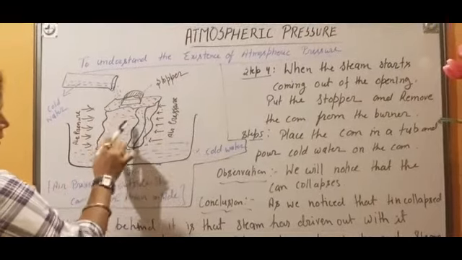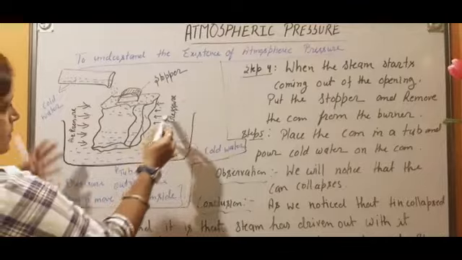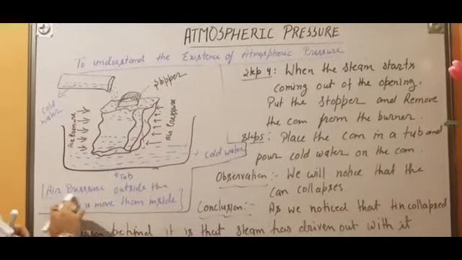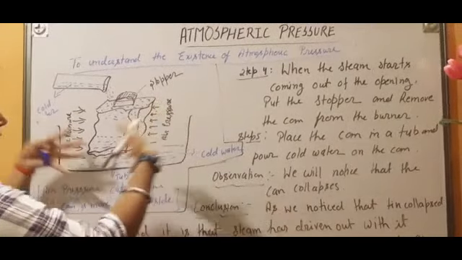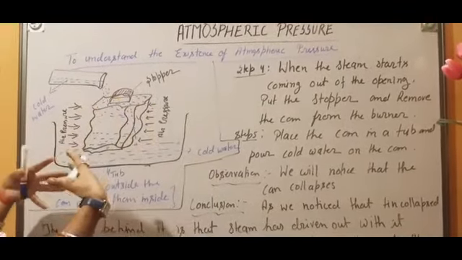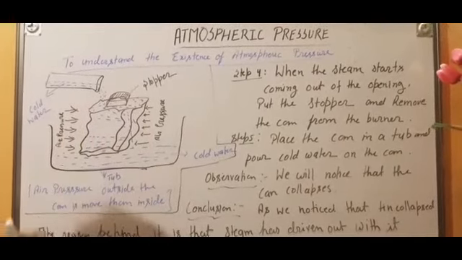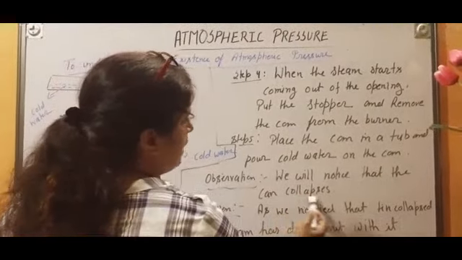Stopper is here. All the steam condensed into the water droplets. Air pressure applied from outside is more. See here, air pressure outside the can is more than inside. That's why the can collapses, because of so much pressure from the outside as compared to the inside. Okay, so what is the observation? We will notice that the can collapses.